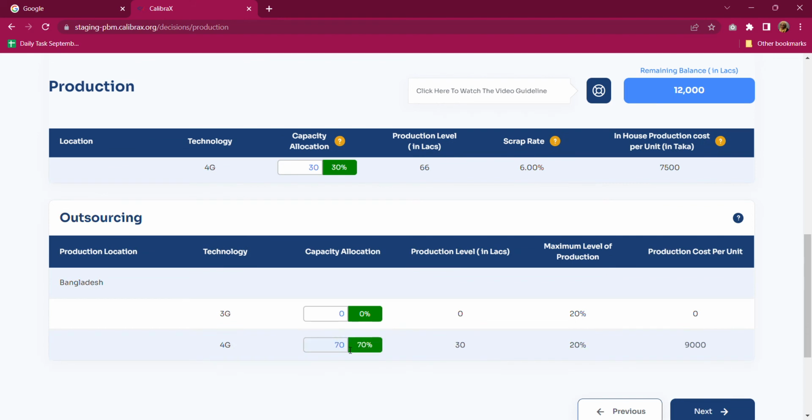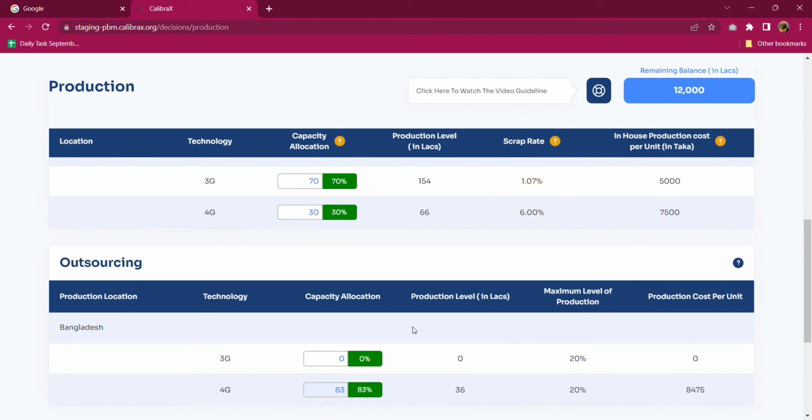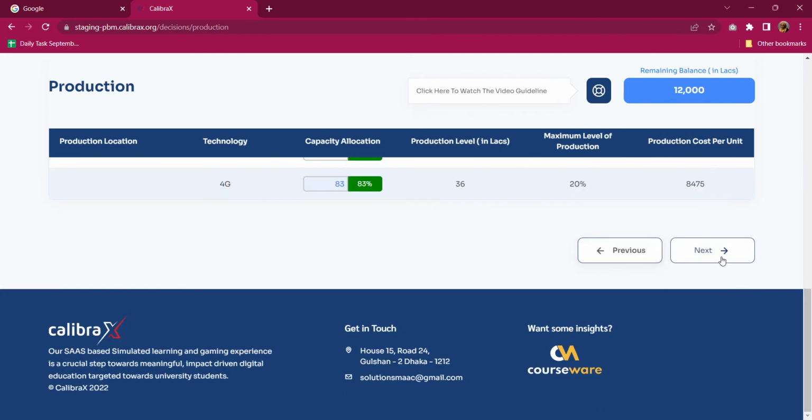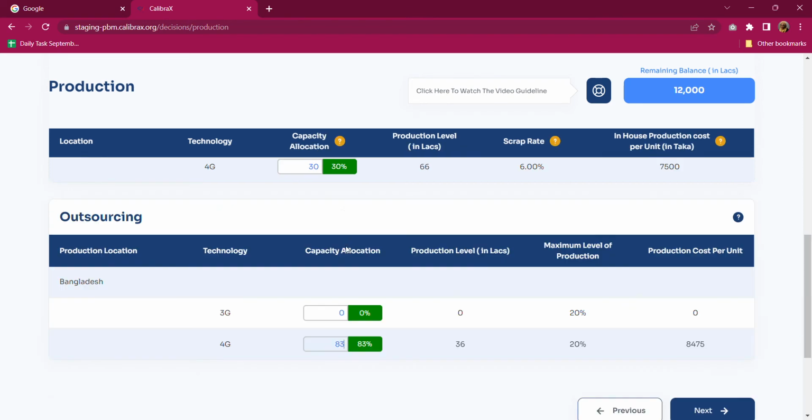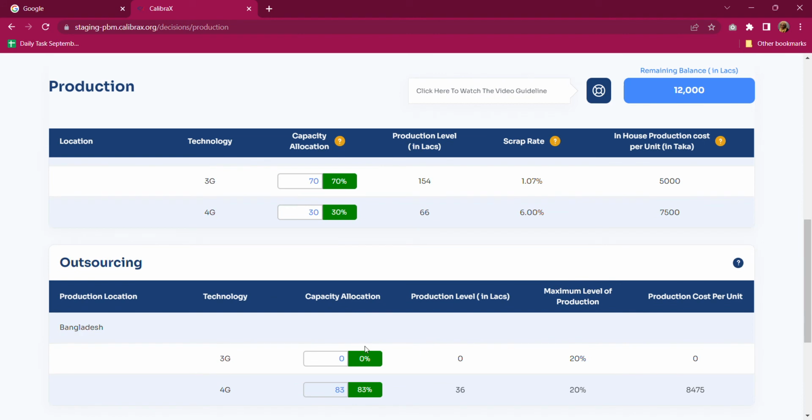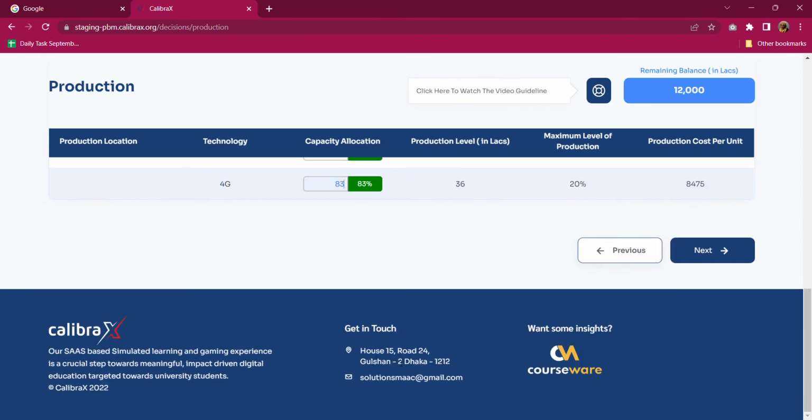If I produce 70%, then our production level is 30. We need 36, so I guess 80% will be enough. Okay, so 83% from outsourcing we are going to manufacture for our 4G target. Once the team has decided what percentage of the different technologies or products to manufacture or outsource in different locations, they need to move on to the activity of research and development.